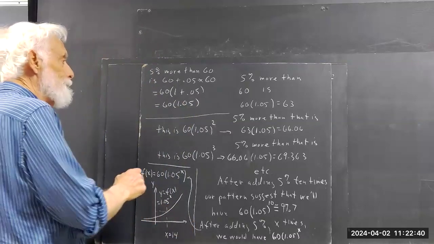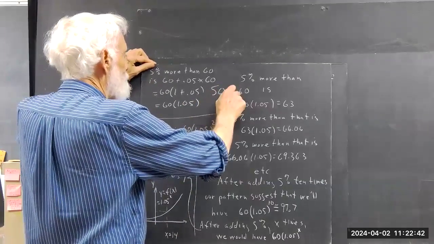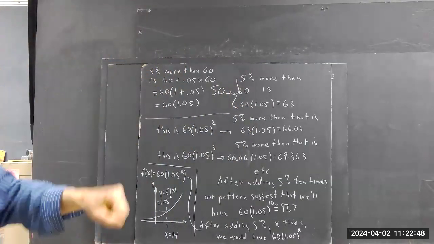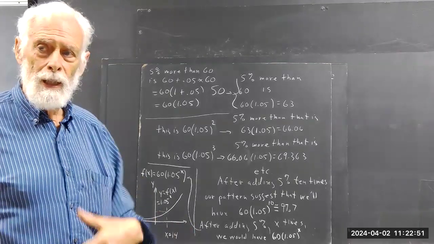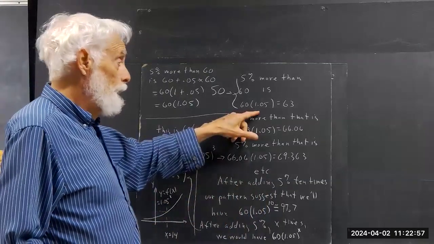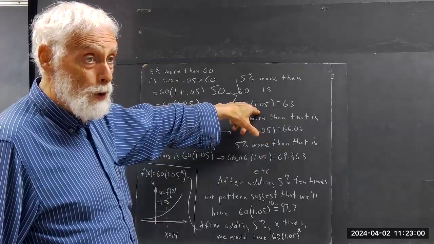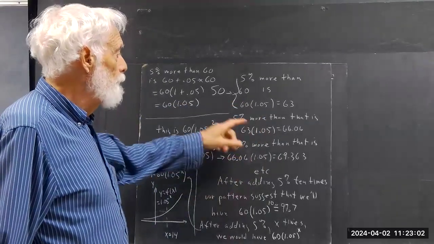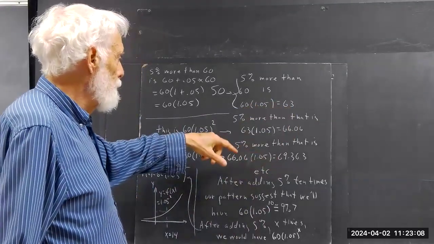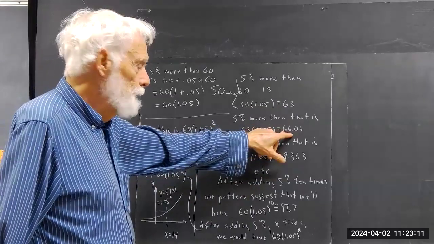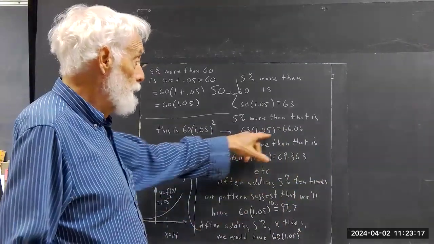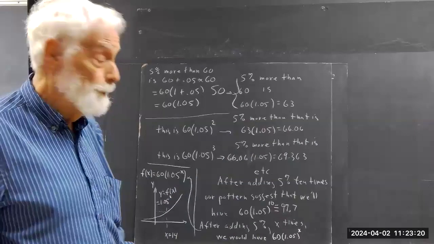Okay? So I can say this. It doesn't matter what number I'm adding 5% of itself to. That's always equivalent to just multiplying by 1.05. Well, if I do 5% more than that, it's 63 times 1.05, which is 66.06, which we already knew. But we can punch that into the calculator and verify our calculation.